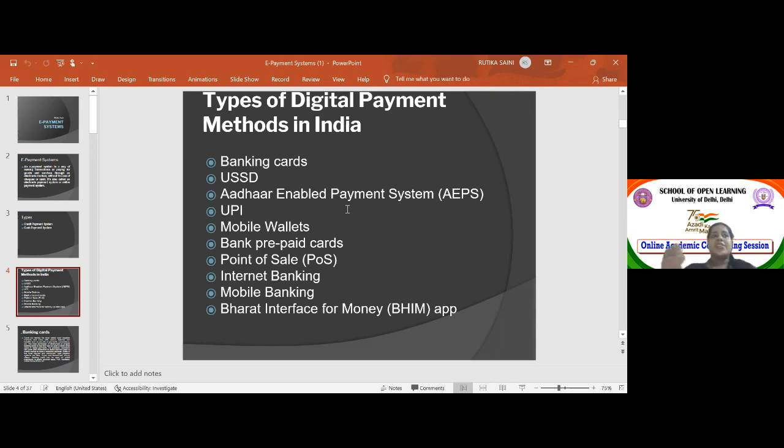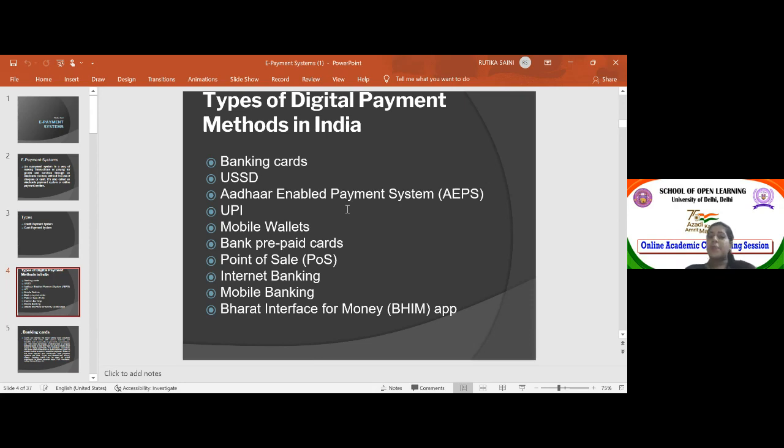Wallets just act as the normal wallet where you can store the money. So UPI and mobile wallets are different. In UPI, the money would be deducted from your account. In mobile wallets, the money is stored in a wallet and then you make the payment out of that wallet. Okay, we'll be coming back to all of these one by one in the later slides. I'm just giving you an overview of all the digital payment systems.